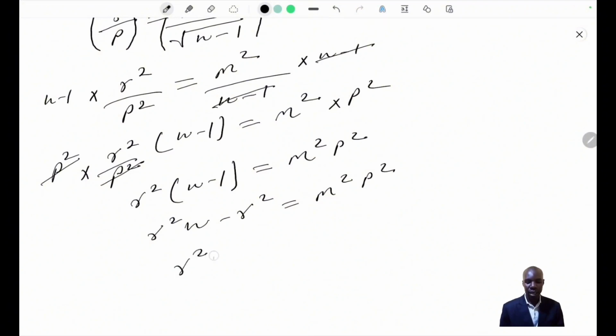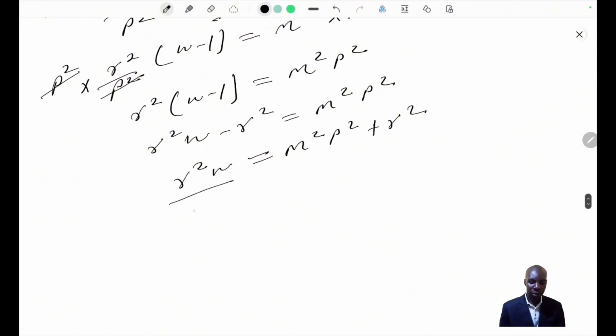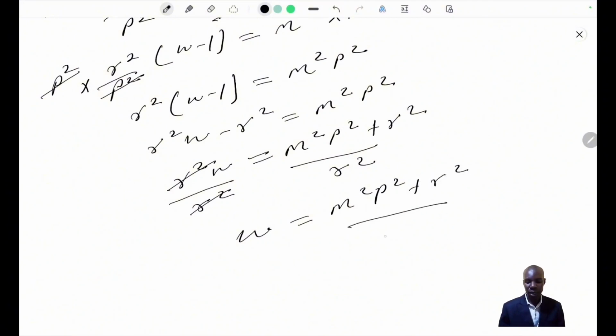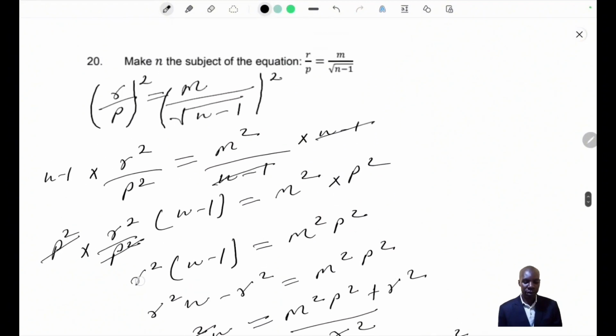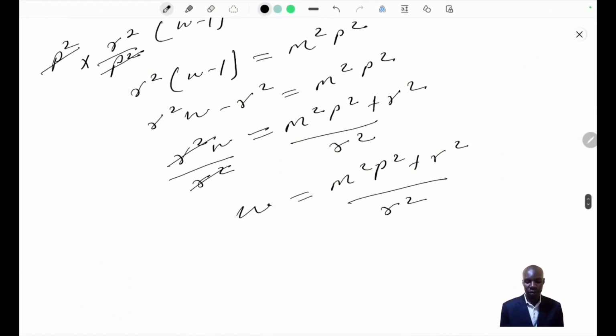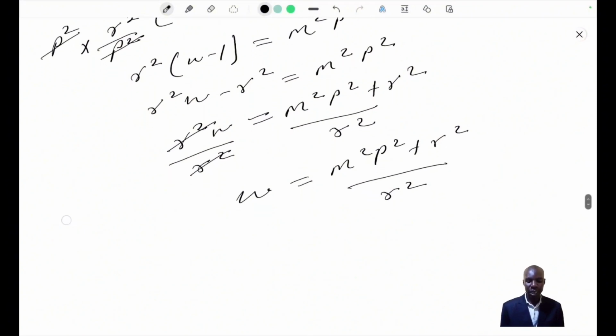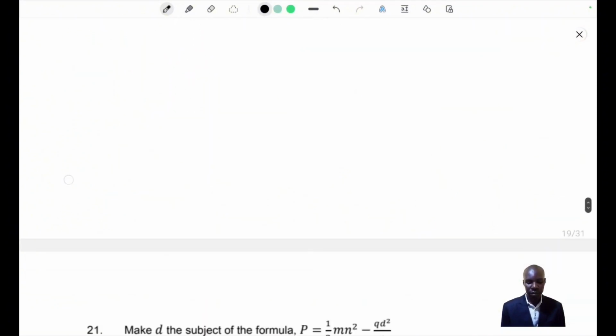So r squared n should be equal to m squared p squared plus r squared. Our aim is to make n the subject of the formula. So we divide both sides by r squared. So n equals m squared p squared plus r squared over r squared, like that. So that is the formula for finding n from that equation.